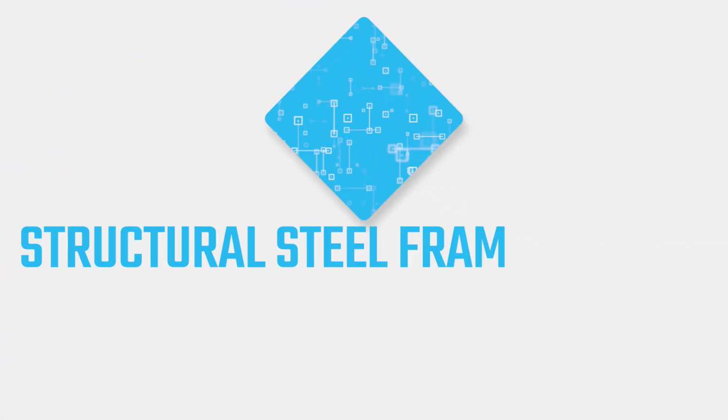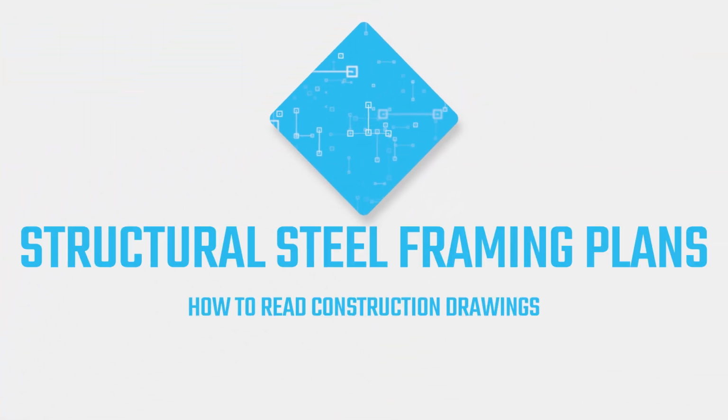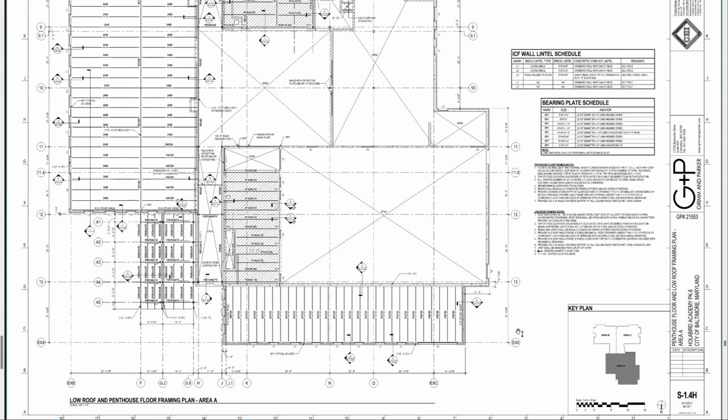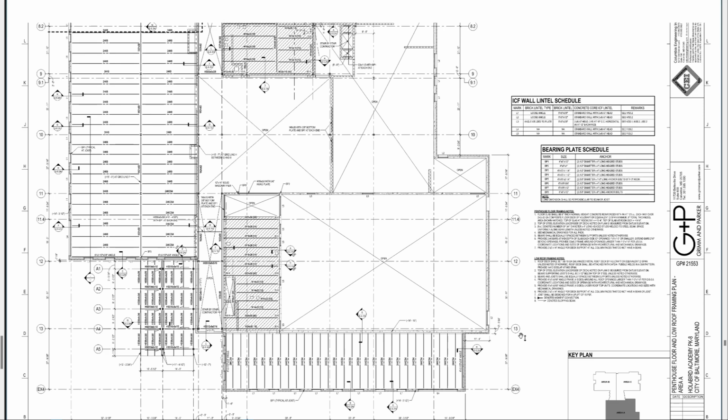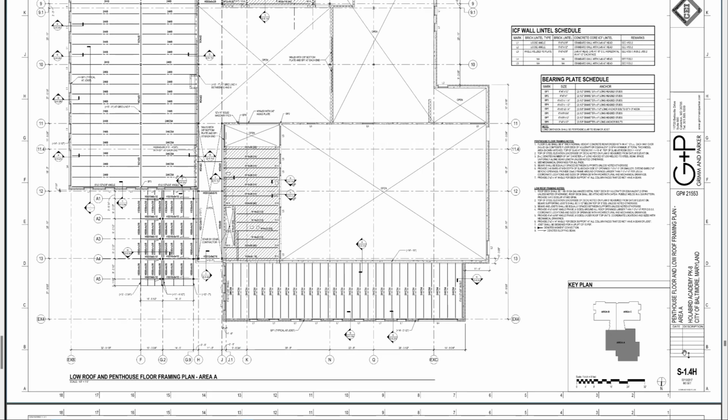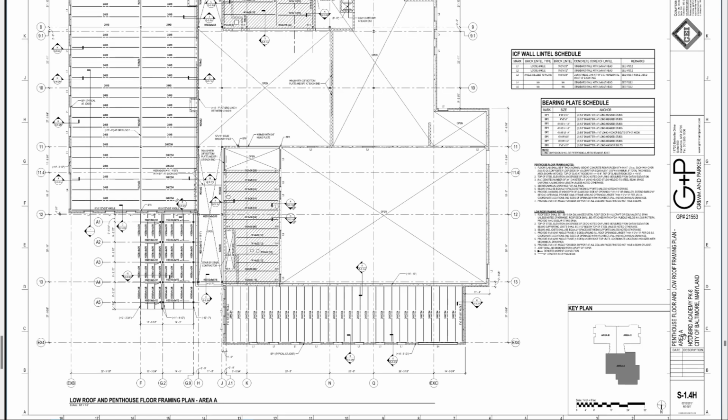Welcome back, guys. Today we are going to talk about structural steel. Still talking about structural drawings. And so we're going to be looking at the penthouse floor and low roof framing plan of this Holabird Academy drawing. And let me explain.